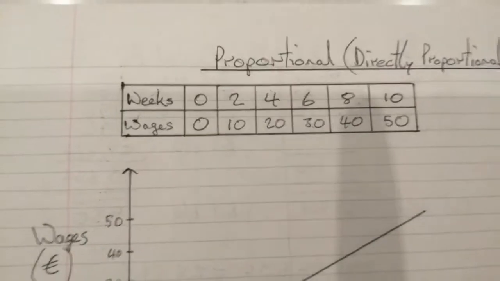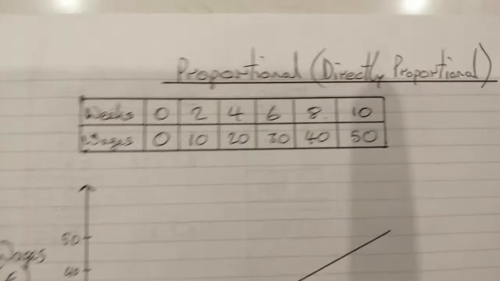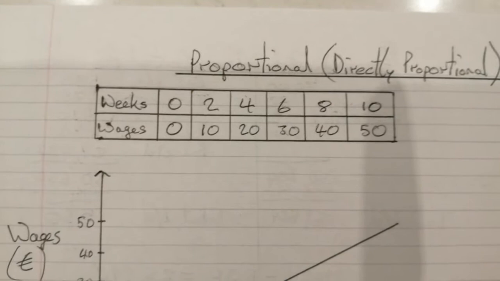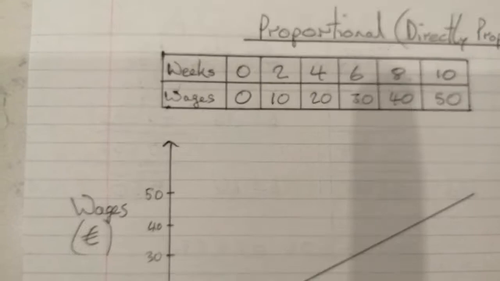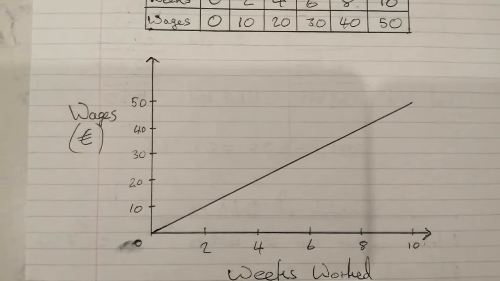Okay, hi all. Just a very quick video today to introduce the concept of proportional, or as they're sometimes called, directly proportional sequences or relationships. Okay, so I've just put one sequence up there, which shows the relationship between wages earned and weeks worked. And I've drawn the graph of that information underneath. So you can see it's a linear graph there.